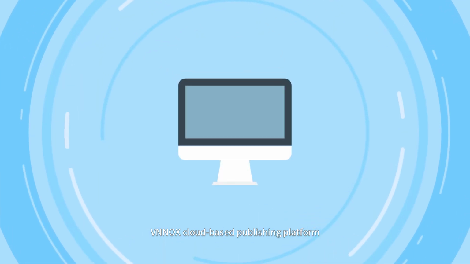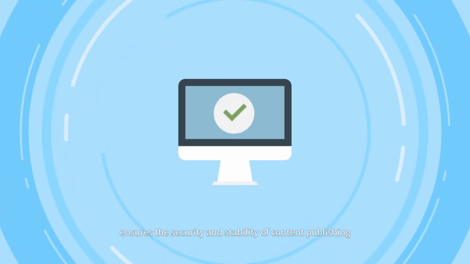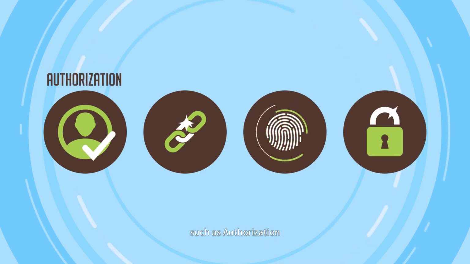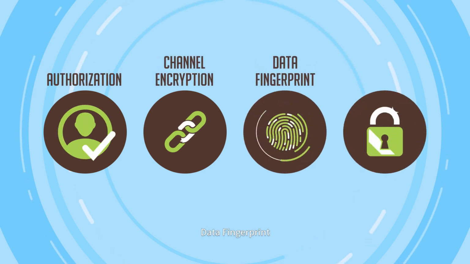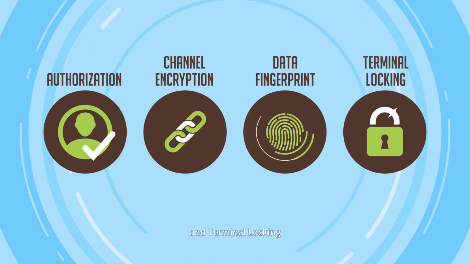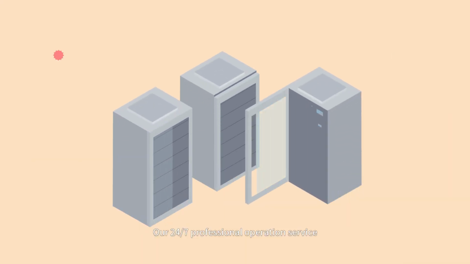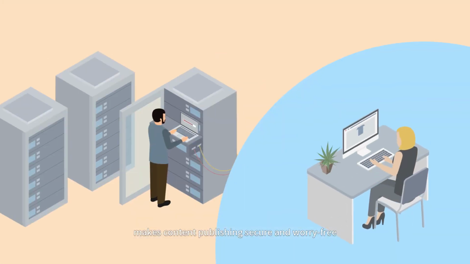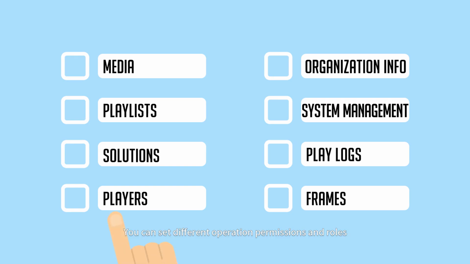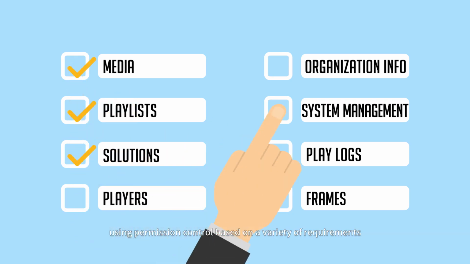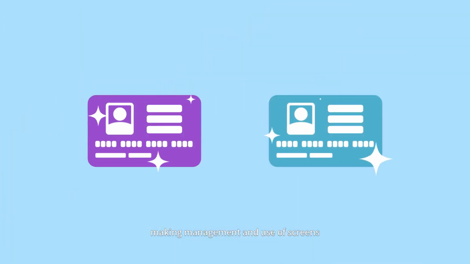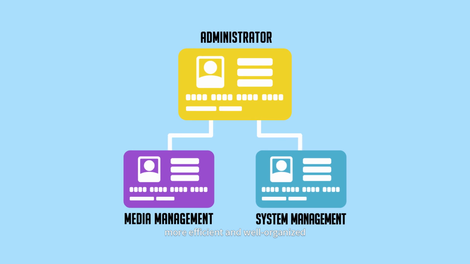VNNOX cloud-based publishing platform ensures the security and stability of content publishing by using advanced technologies such as authorization, channel encryption, data fingerprint, and terminal locking. Our 24/7 professional operation service makes content publishing secure and worry-free. You can set different operation permissions and roles using permission control based on a variety of requirements, making management and use of screens more efficient and well-organized.